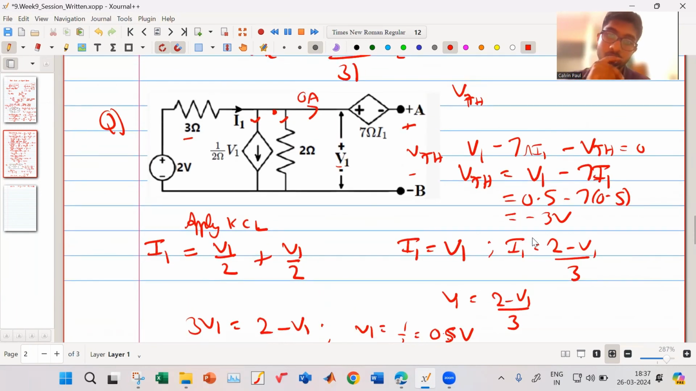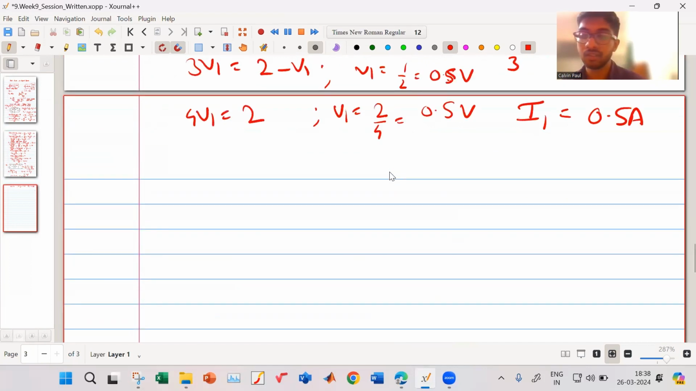In this circuit, how many dependent sources were there? 2 dependent sources. One was dependent on voltage, another was dependent on current. So the dimension factor is there, that ohm is there, but when you're doing numeric calculation, you don't need to consider that ohm. So now we have found the Thevenin voltage. Now we want to find the Norton's current.